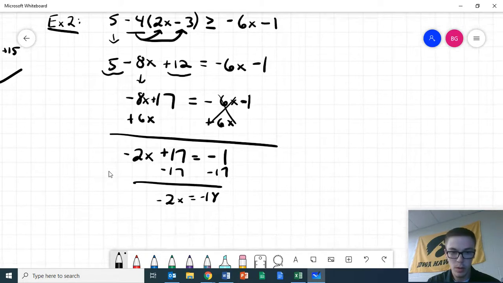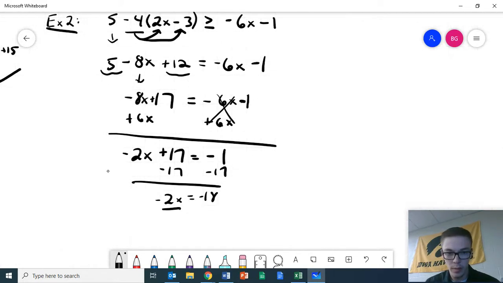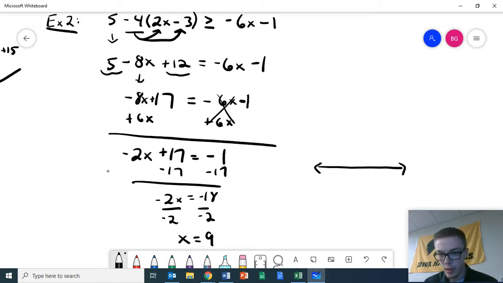Okay, so once you do that, you're going to go ahead and divide by a negative 2, divide by a negative 2. So x equals 9. X equals a positive 9. So that is our boundary point. So I'm going to go ahead and make my number line, and I'm going to put it on 9. So I got 9. I'm going to put my 0 there, and I also like to put a negative 9.